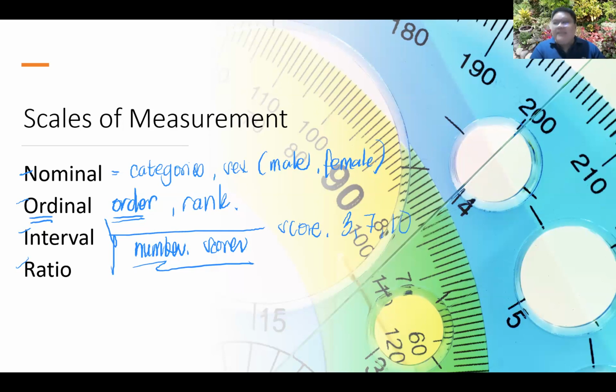Okay? Height and weight, they could be interval data. Temperature is also considered to be interval data. Yung temperature po natin, halimbawa, 36.5 degrees Celsius, that is interval data.